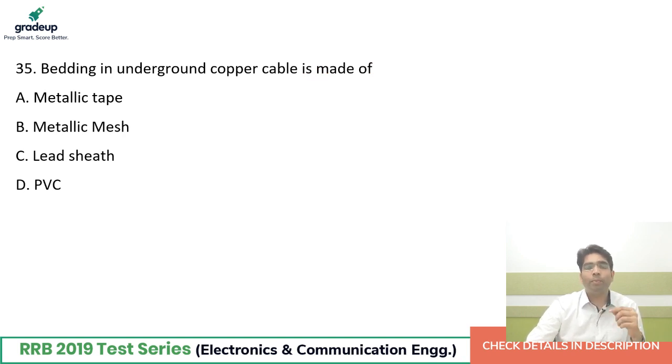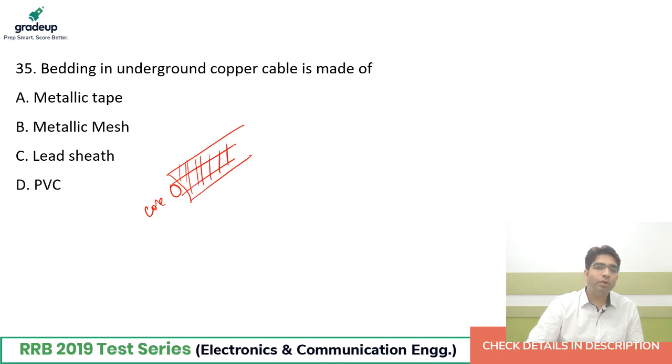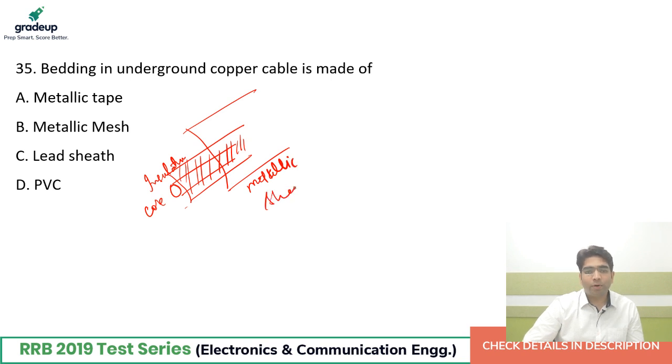Bedding that is used in the underground copper cables. The bedding which is used in the underground copper cables, it is made up of, yes, have you seen an underground cable? An underground cable has core. Over the core insulation is done. This insulation is made up of PVC. Over this there are different cores like that, and over this there is a metallic sheath. This metallic sheath is made up of lead to protect the cable from moisture.